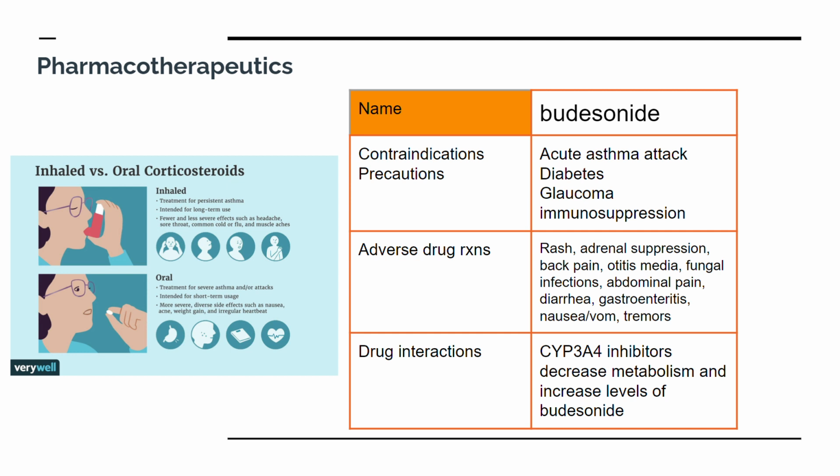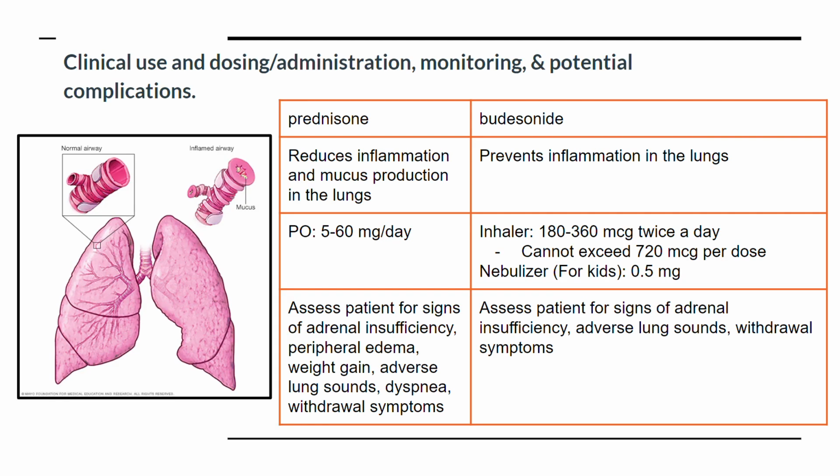Finally, we get to clinical use. As I said before, prednisone is used to decrease inflammation and mucus production in the lungs, and is usually for short-term care, such as flare-ups of asthma. There are now studies showing that prednisone may be useful in the treatment of COVID-19.